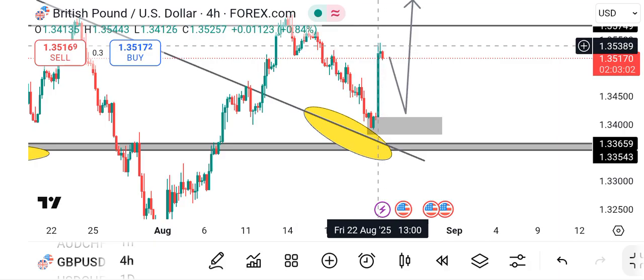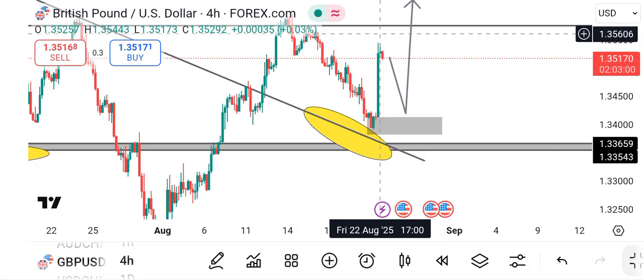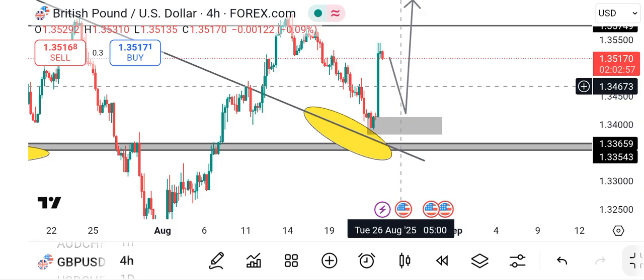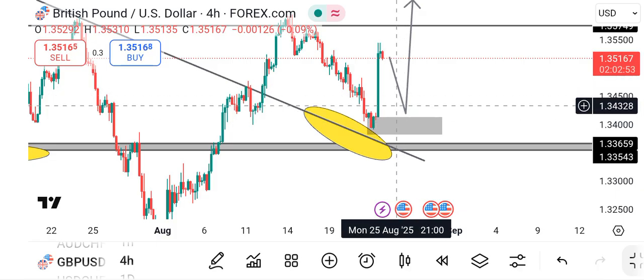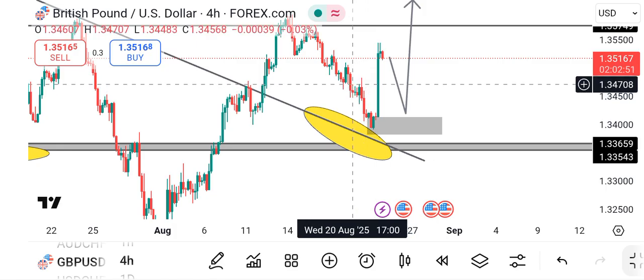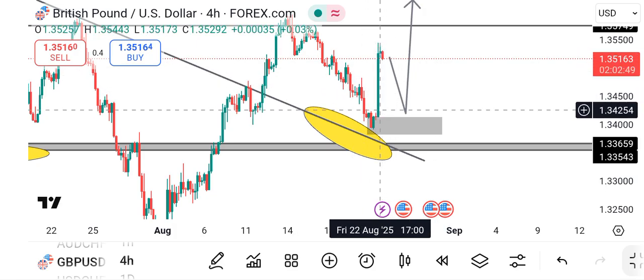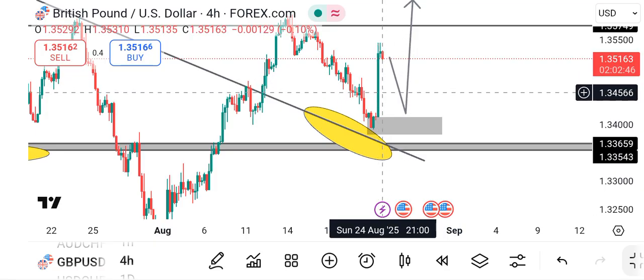I'm not sure that this guy could be able to rally. There must be a pullback, and I'm not saying that the pullback must definitely get to this particular demand zone. It can get to half of this particular zone here and rally up. But this is my own scenario of what I'm keeping my eyes on.